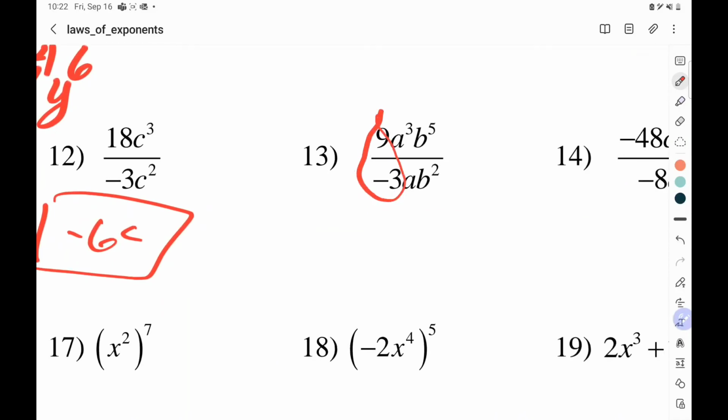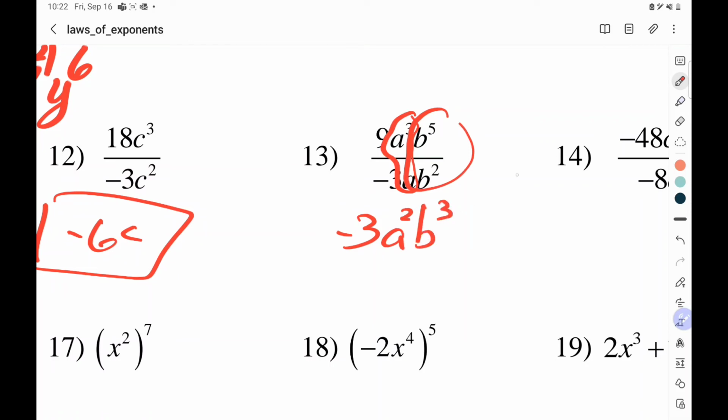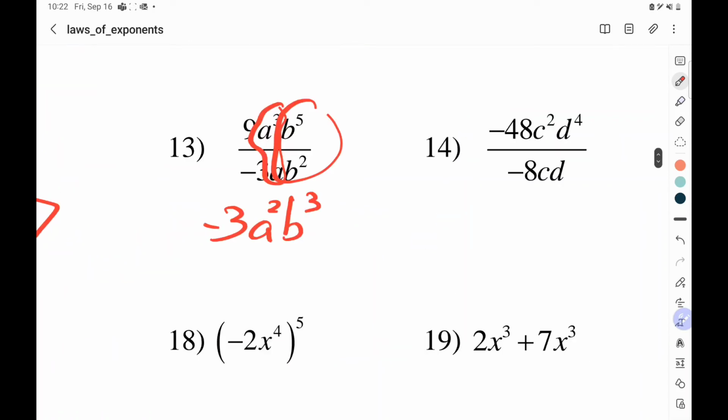9 divided by negative 3, that becomes negative 3, correct? Negative 3, and then a cubed divided by a is equal to a squared, and then b to the power of 5 divided by b squared, that becomes b to the power of 3. Now I want you to pause the video and try to answer number 14.